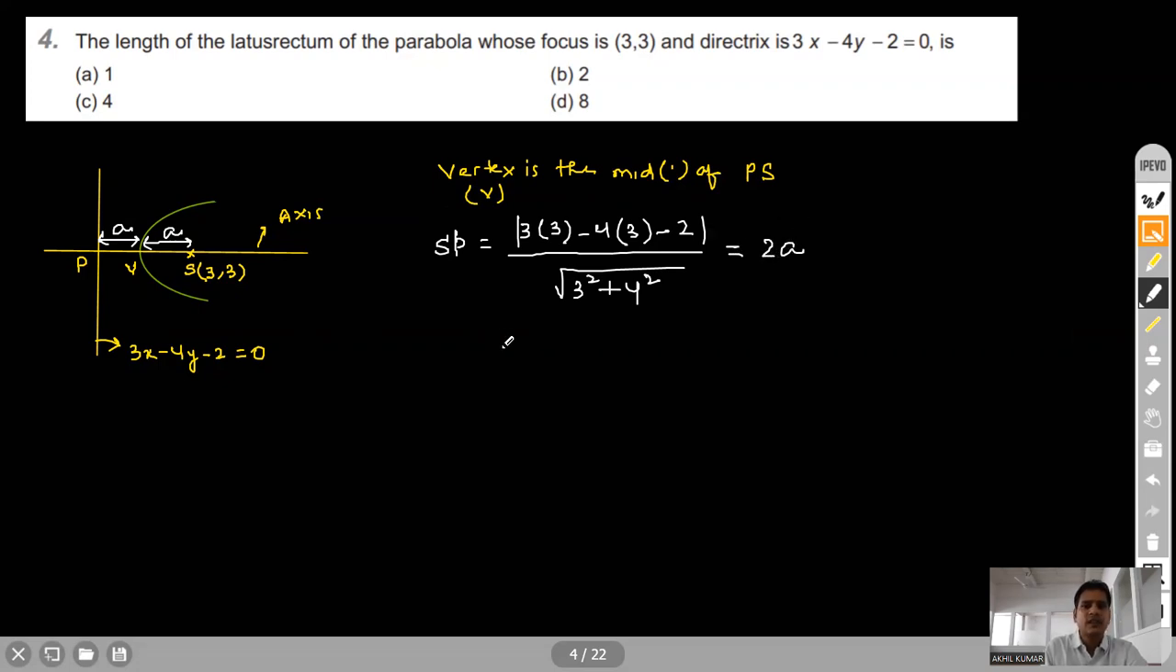So how much is it coming to? If you see, this will be 9 minus 12 minus 2. So minus 14 plus 9, that is minus 5.